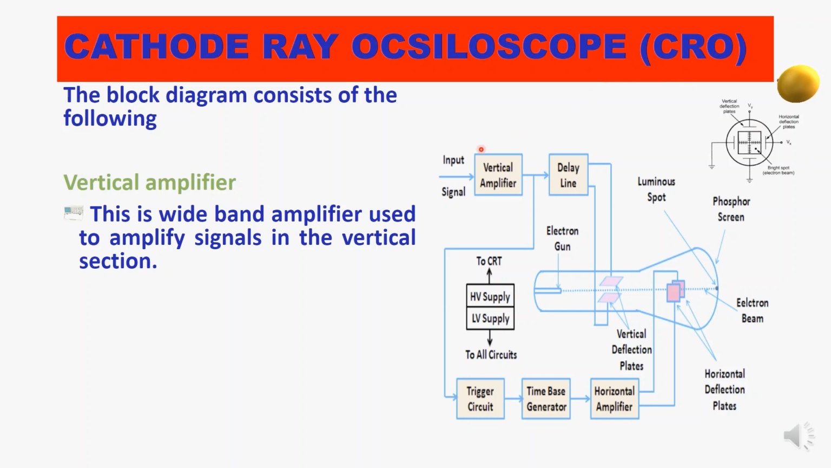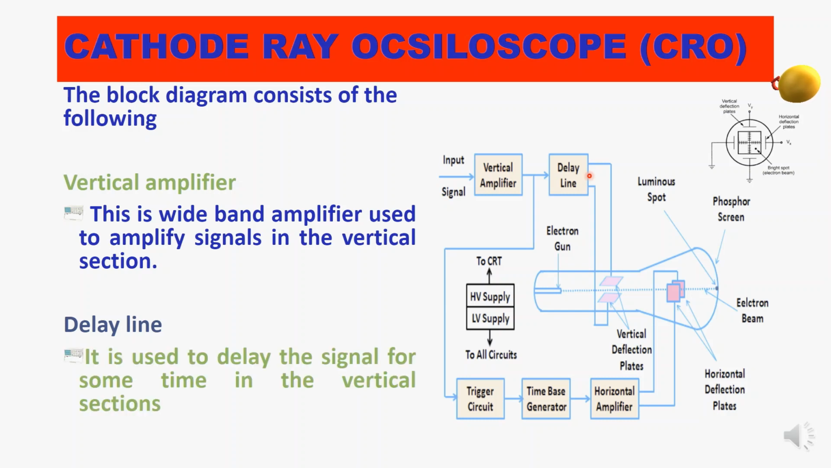So the input that we want to measure, an unknown signal, will be fed to the vertical amplifier. Why is it amplified here? Almost the signal that has been given to the CRO is almost a dead signal. To improve the quality of the signal, it has been amplified. Then the next part is delay line. The name says delay line, it delays the signal for some time in the vertical section.